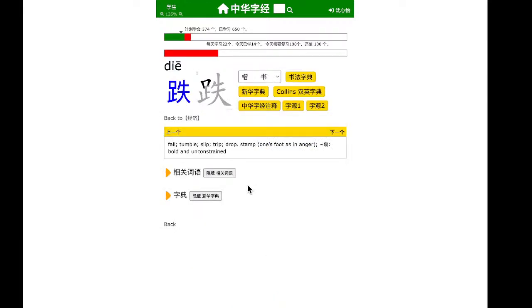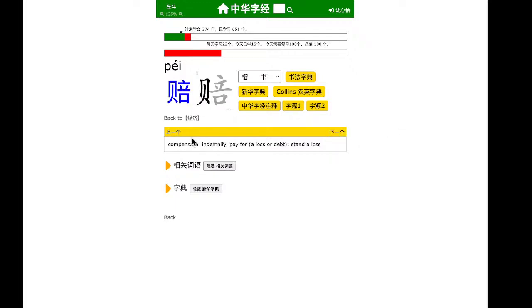But 跌 means fall or tumble, slip or trip, to drop. It's also stamping your foot when you're mad. And it's used in this word 跌宕 for bold and unconstrained. Generally, we're talking about falling. So it's also used for 跌跌撞撞. If you're stumbling around, you're kind of falling and bumping into things. That's also used.